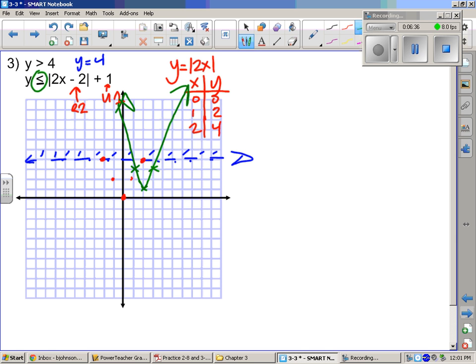And it is less than, which means the shading is on the outside of the V. So this does get a little more complicated when we have the absolute values in there. So you have to find the areas where our blue shading and our green shading overlap, and it's right in here. It's got to be above the blue line but outside of the V.